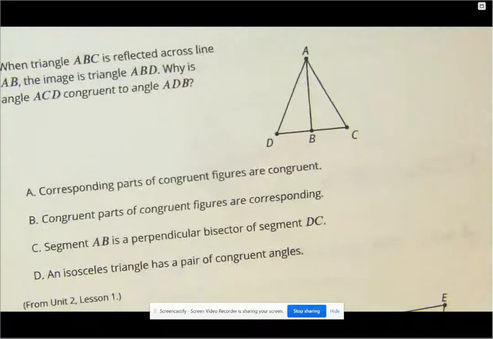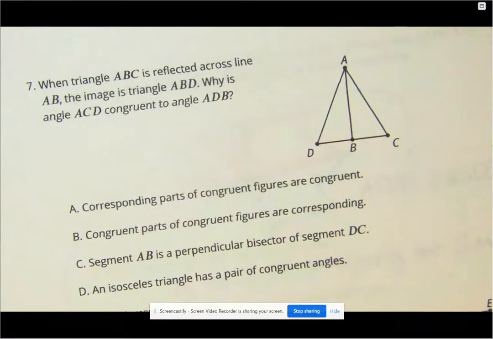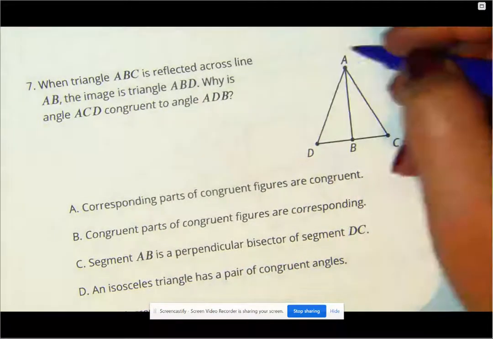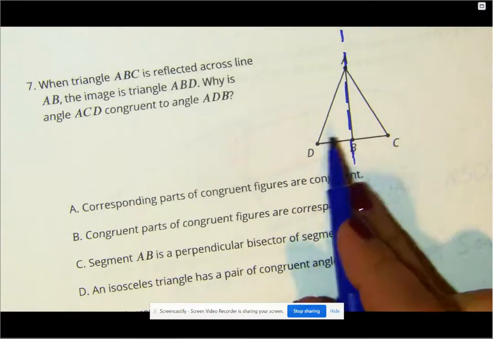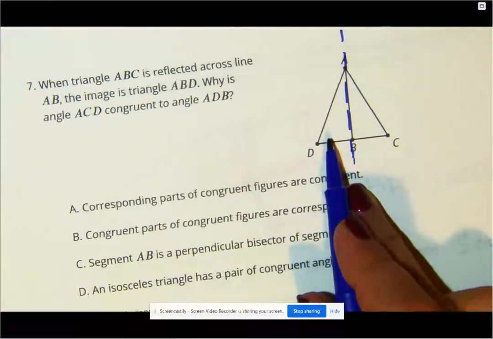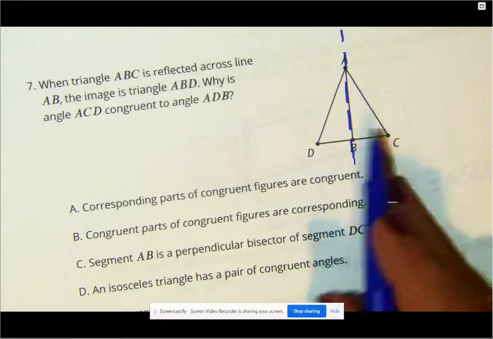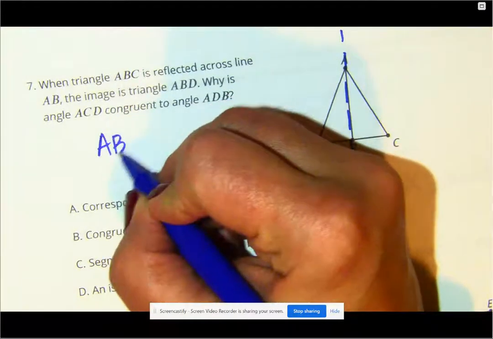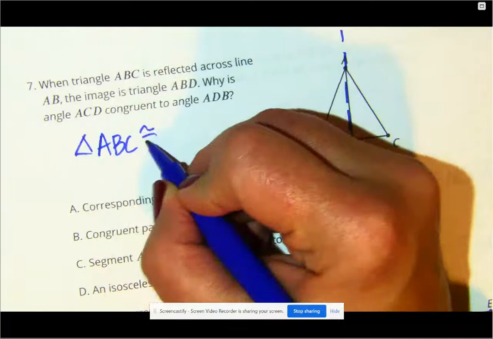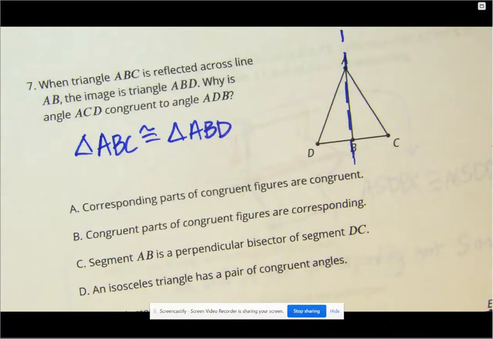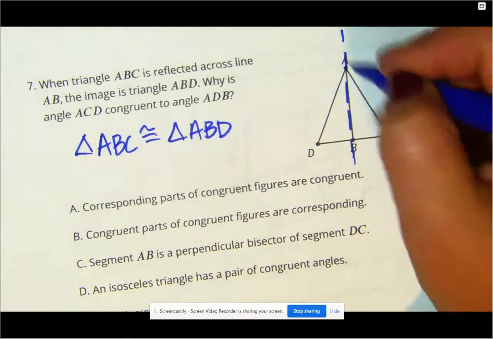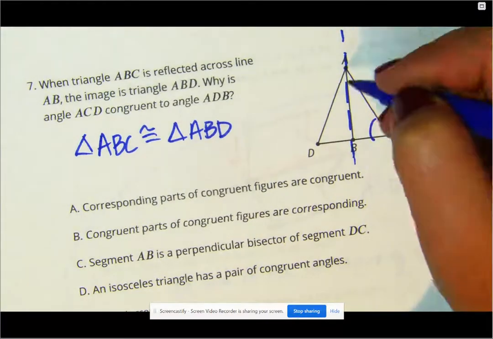And we got one more left. We're going to do number 7. It says when triangle ABC is reflected across line AB. So they reflect that triangle over to here. The image is triangle ABD. So that's a rigid transformation. So ABC is congruent to ABD. Why is angle ACD congruent to ADB?